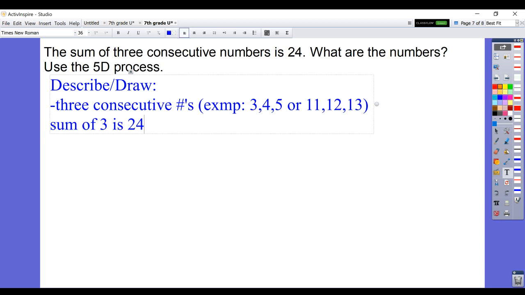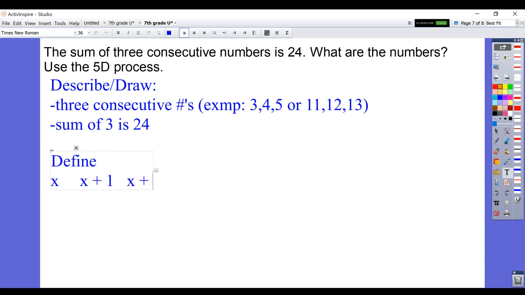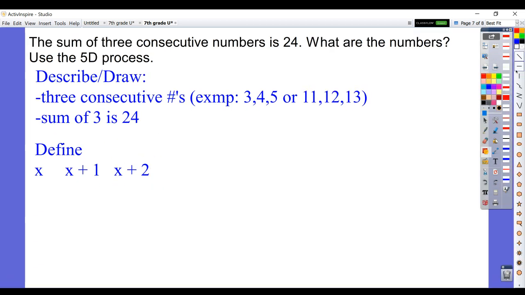Then what we're going to do is we are going to set up our define. So we'll have one number be x, the next number will be x plus 1, because it's 1 after, and the next number would be x plus 2. So that's how you get consecutive numbers. One number will be x, then x plus 1, then x plus 2.